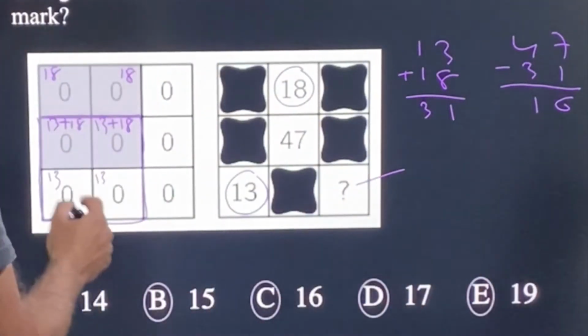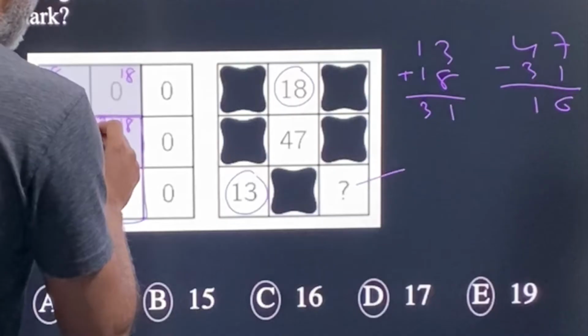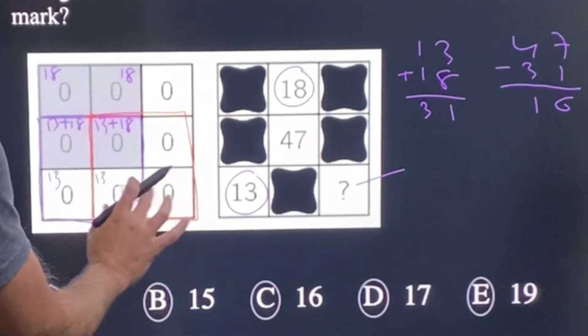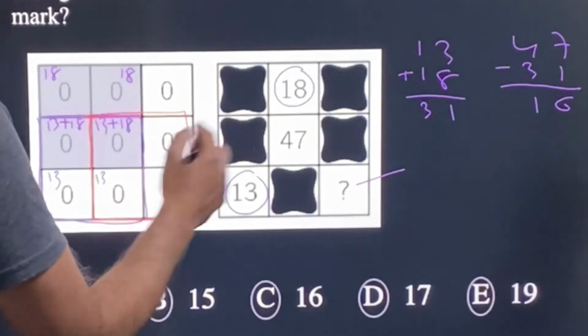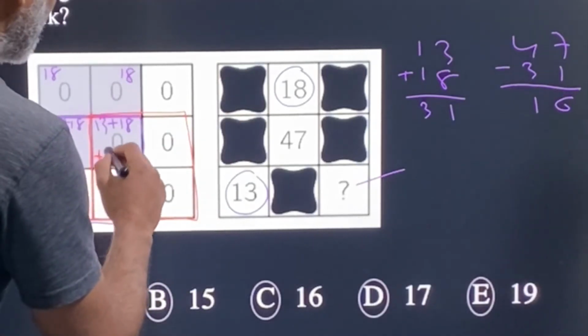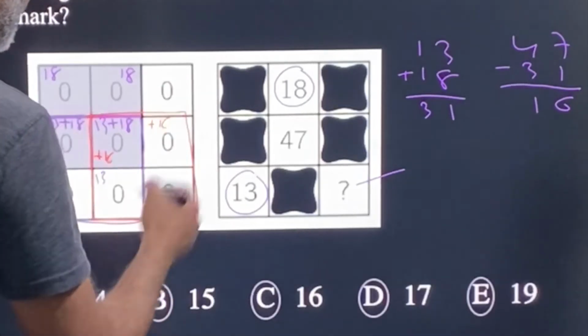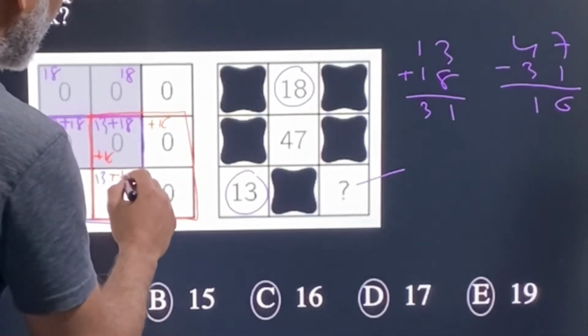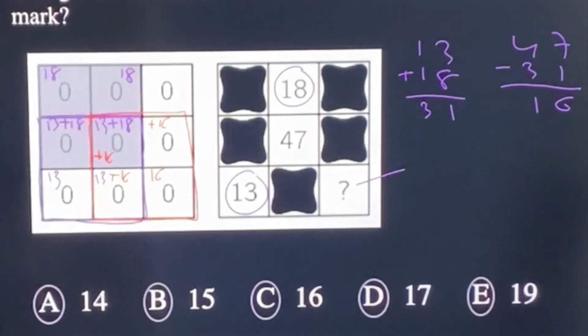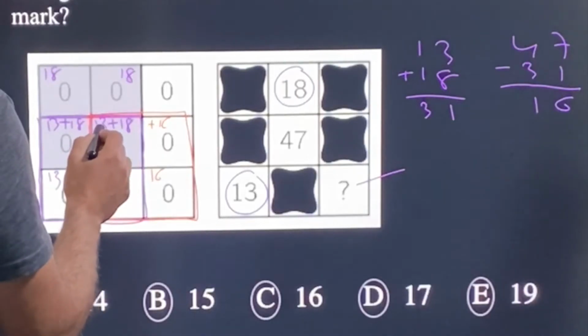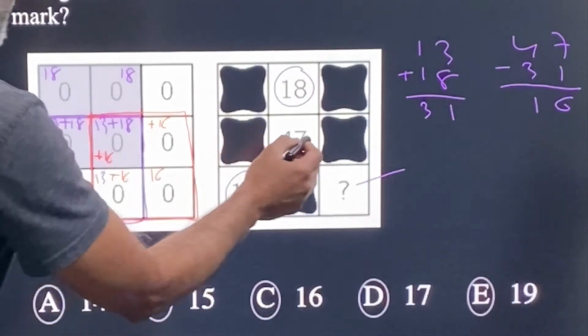So I need now to increase this cell, all the subsquares, by 16, right? So plus 16, plus 16, 0 plus 16 is 16 anyway. So plus 16 and 16 here, right? And then I'm set. So there is 18 here, which is fine. 13 plus 18 plus 16 is 47.